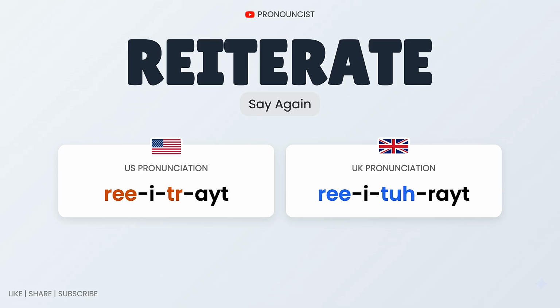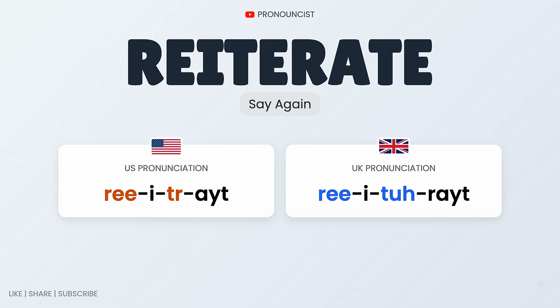Reiterate. Now, let's focus on British pronunciation of this word. Reiterate. Now, read the syllables of British pronunciation shown on the screen naturally.